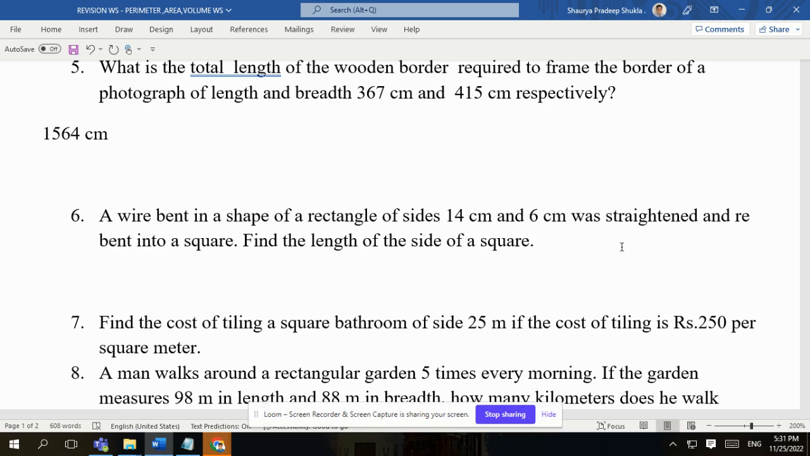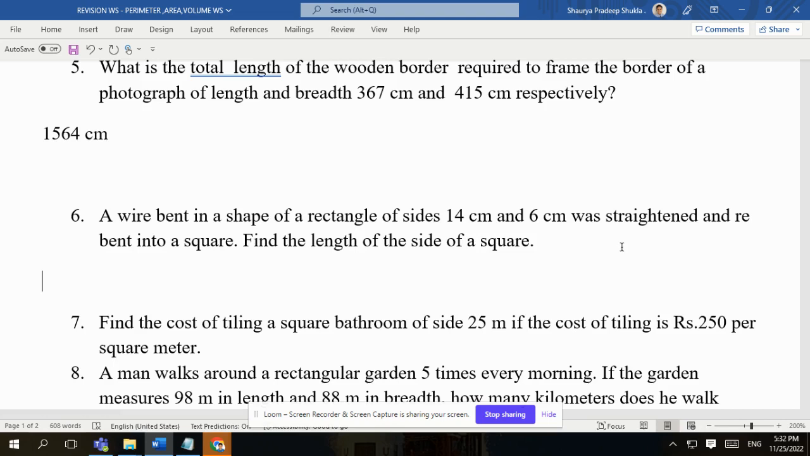Here you need to understand one thing. There is one rectangle, and that rectangle needs to be converted into a square. In both cases, what is common? The perimeter is common, right? The perimeter of the rectangle is equal to the perimeter of the square.